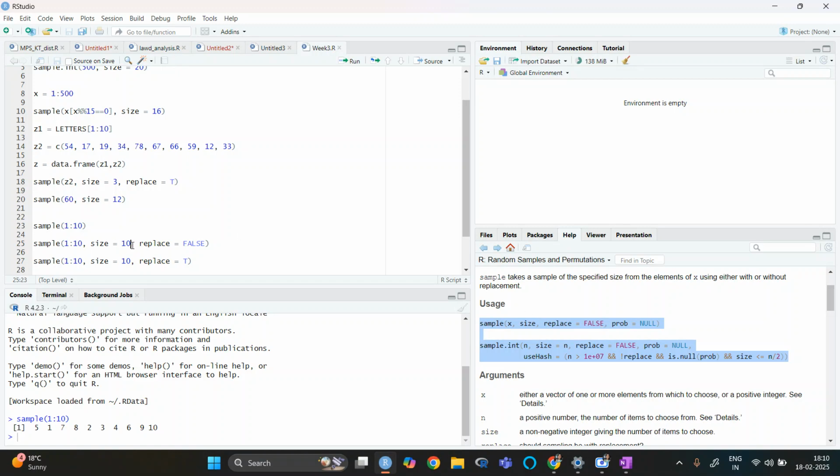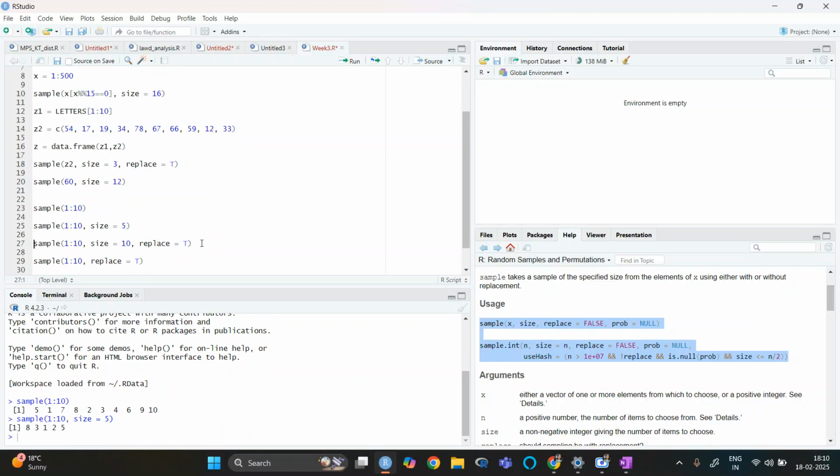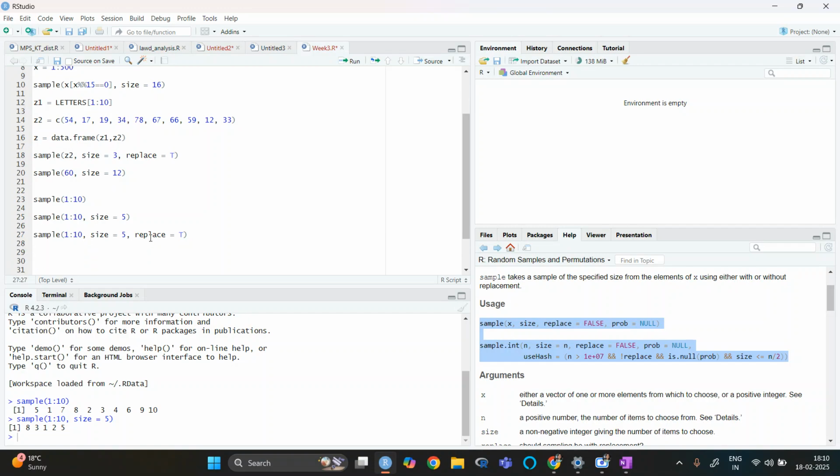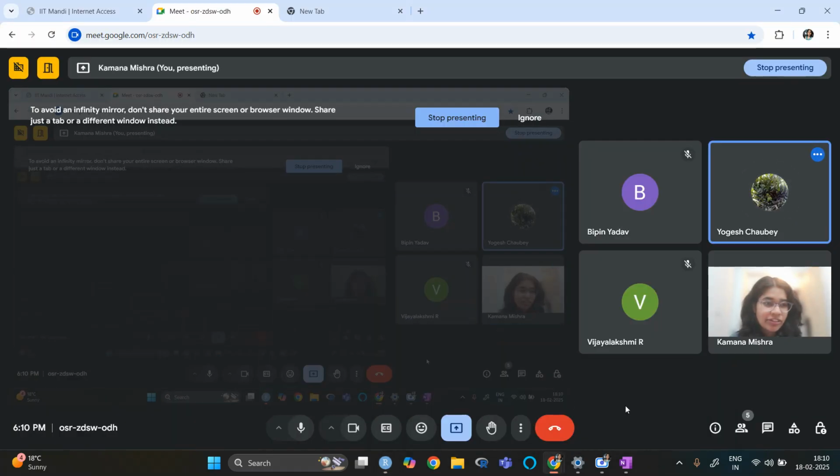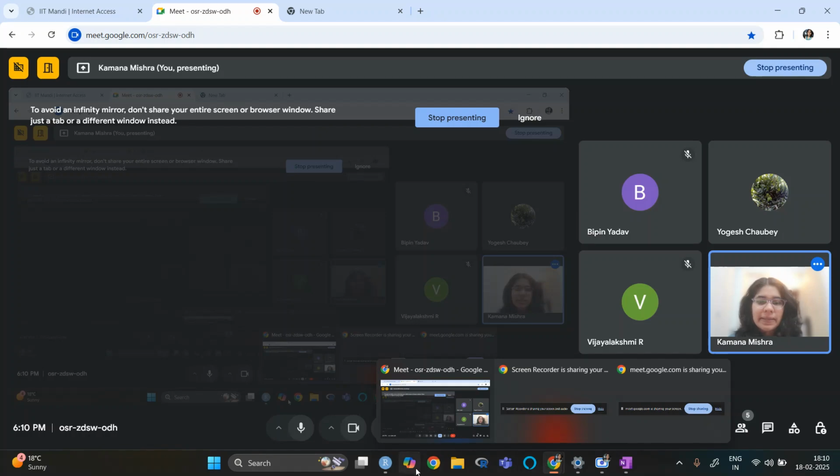The default value is false, which means it is simple random sampling without replacement. If I change the size to, let's say, 5, and do replace equal to true, that means the sample is with replacement.